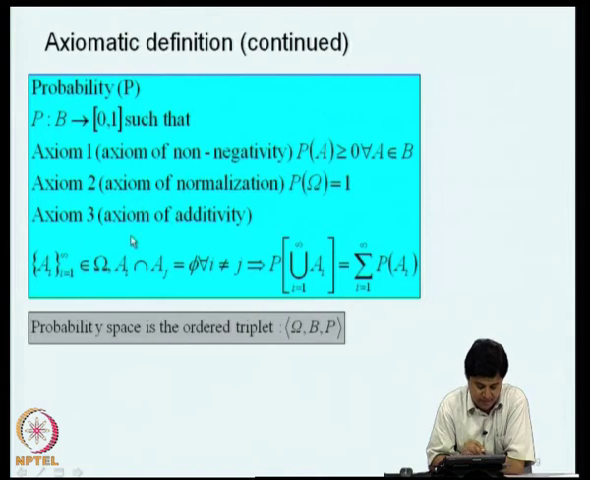There is a third axiom known as the axiom of additivity. If we consider sets A1, A2, A3, up to infinity from the sample space, so that they are mutually exclusive, where mutually exclusive means their intersection is a null set, then the probability of the union of these sets is equal to the sum of the probabilities of the individual events. This tells us how we can add probabilities. This triplet of sample space, event space and this probability measure is called a probability space.